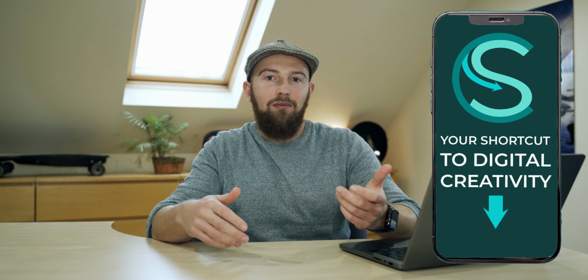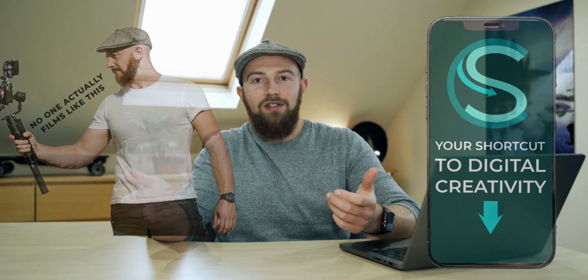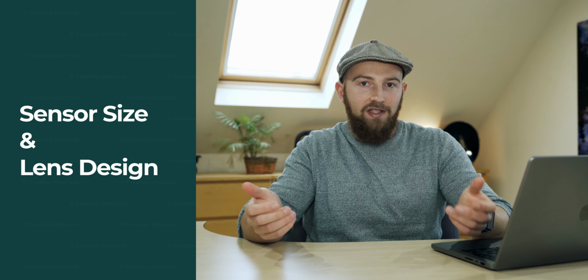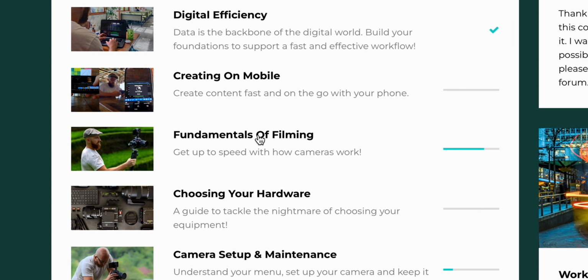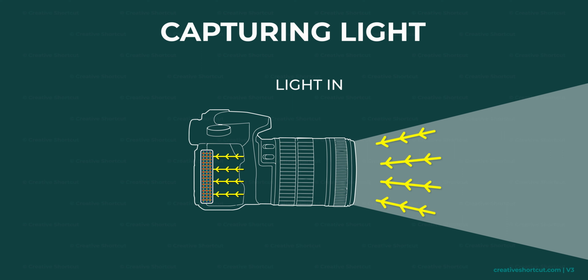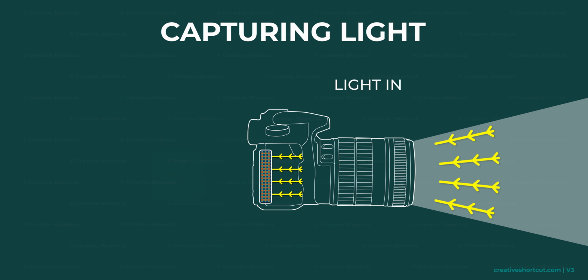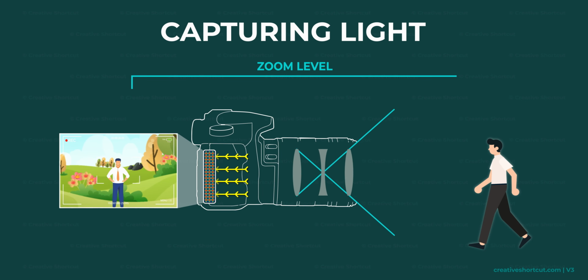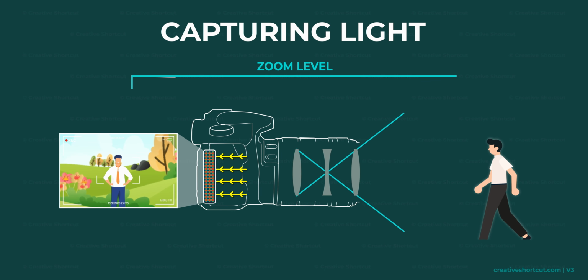There are two significant differences between mobile cameras and large dedicated cameras that won't ever change: sensor size and the optics in front of those sensors. In the fundamentals of filming, we will cover these topics in depth, but here's a summary. Your sensor is what captures light and translates it into signals that can be recognized by a computer. Different shapes of glass in front of your sensor affect how the light is directed to it.